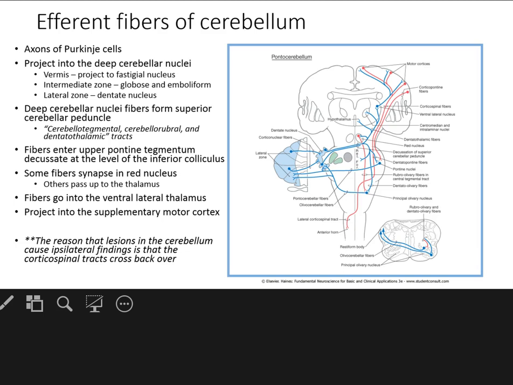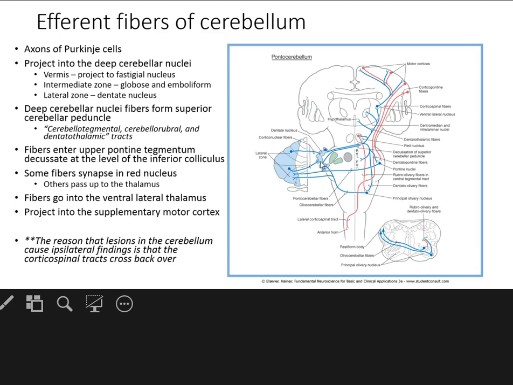These include Purkinje cell axons from the vermis that go into the fastigial nucleus, the intermediate zone which project into the globose and emboliform nuclei, and from the lateral zone that project into the dentate nucleus. As you can recall, the dentate nucleus is the largest and most important of the deep cerebellar nuclei and contains that information from the cerebellar hemispheres. This relationship is depicted here with those Purkinje cell axons projecting into the dentate nucleus on the same side.